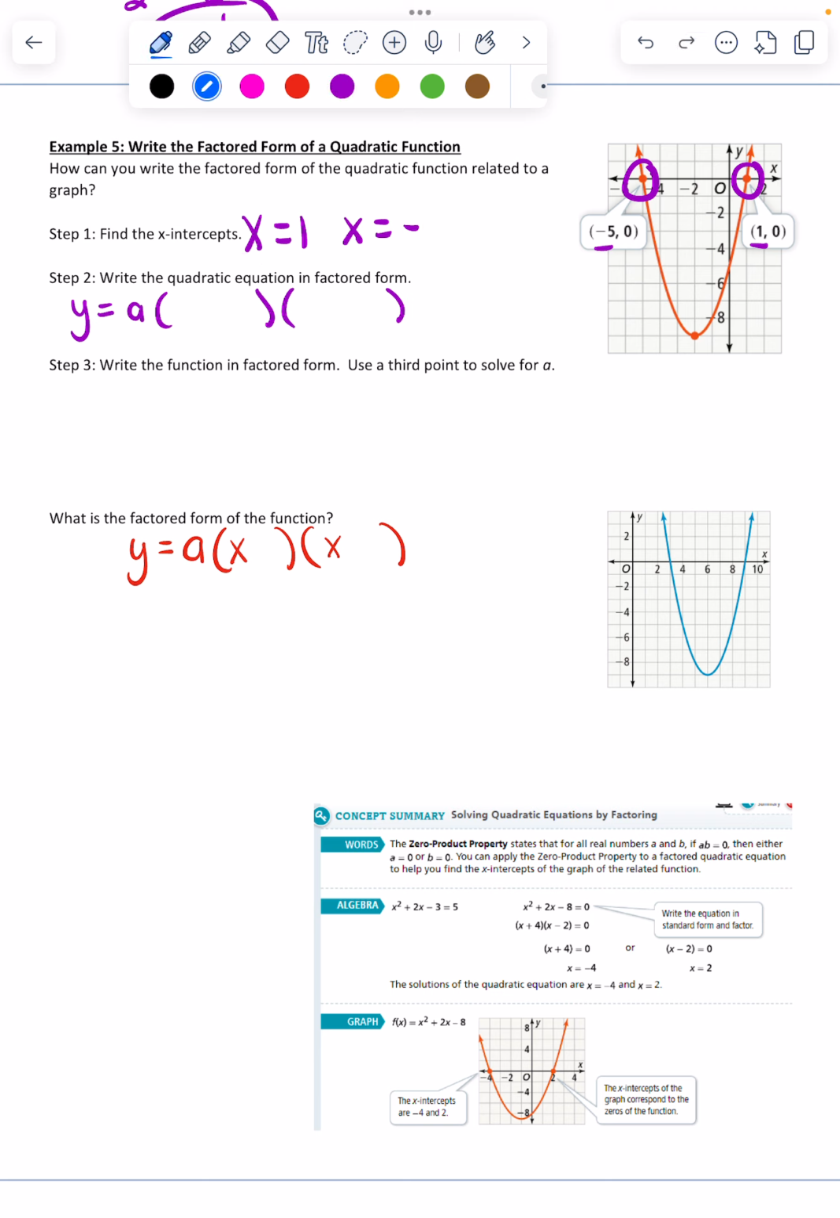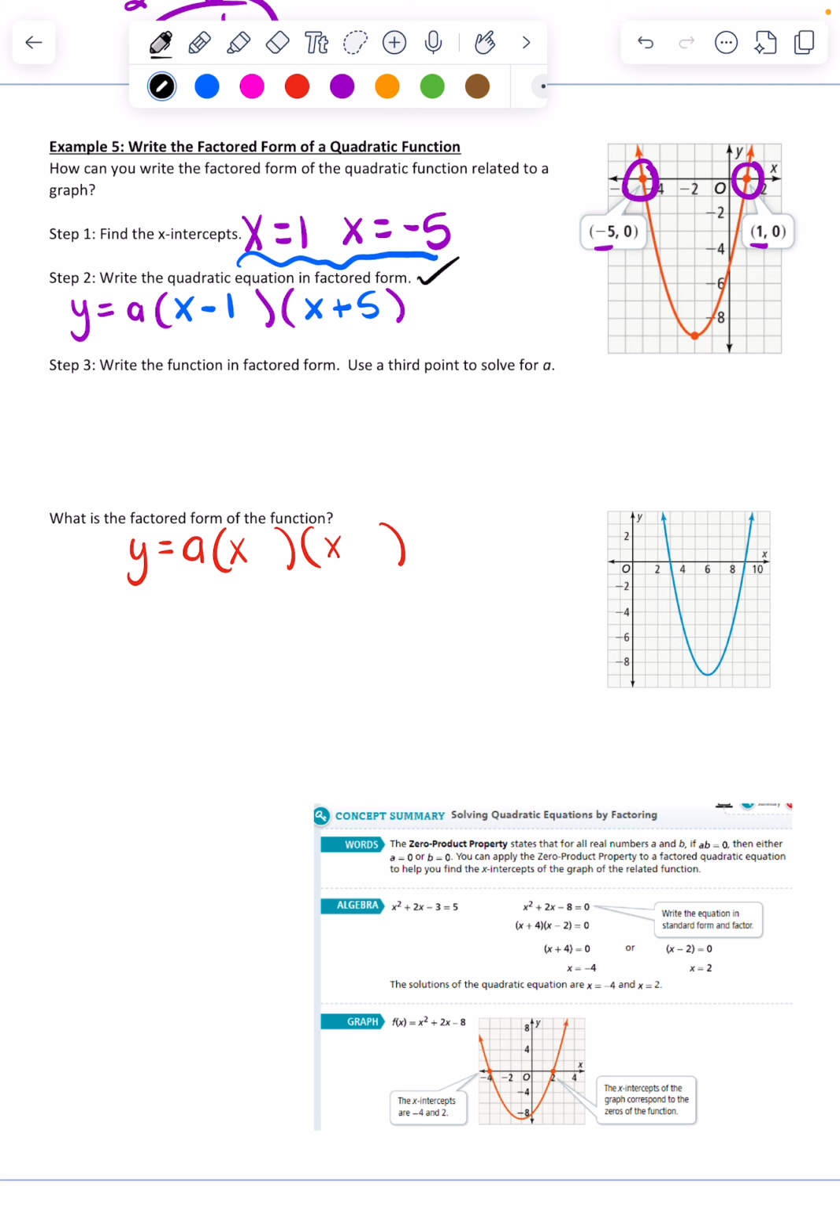So let me actually use a different color here. We want to plug these back into factored form. So what factors result in me getting those answers? Well, we kind of have to flip our signs around. Remember, that's because when we take our factors, we set them equal to 0, and we solve to get these answers. So these factors, x plus 5, will result in getting our x-intercept of -5. X minus 1 will result in us getting an x-intercept of +1.